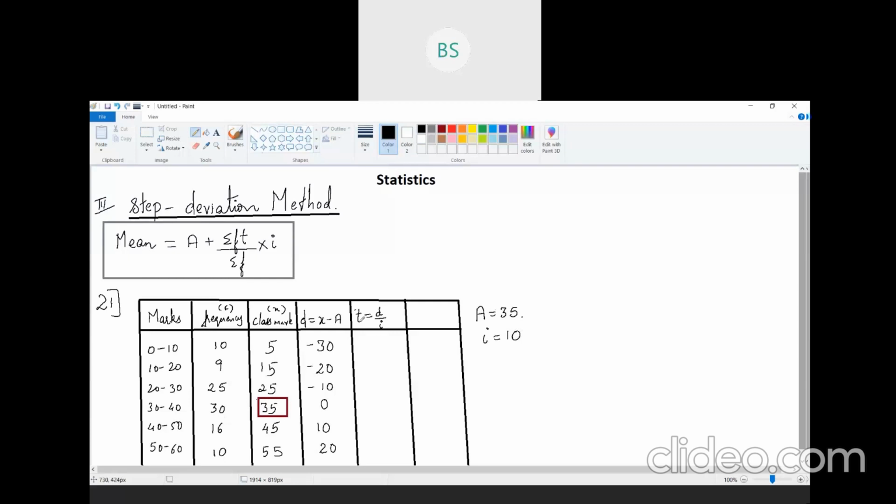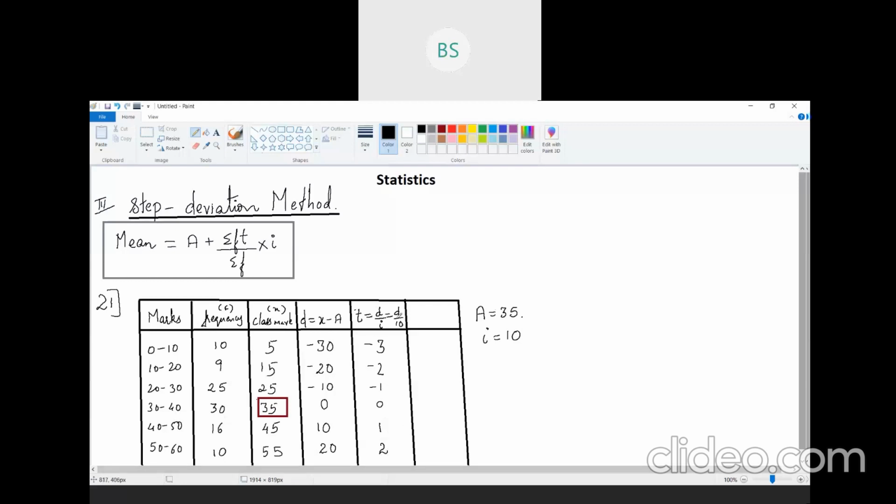Now we have to find out t, that is D upon I or D upon 10. So minus 30 divided by 10, minus 3. Minus 20 by 10, minus 2. Then minus 1, 0, 1, and 2. Right? So this is the extra column what we do in step deviation.